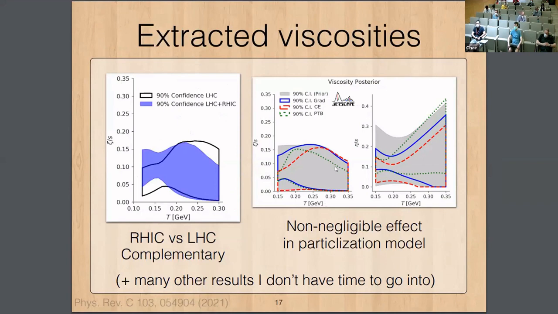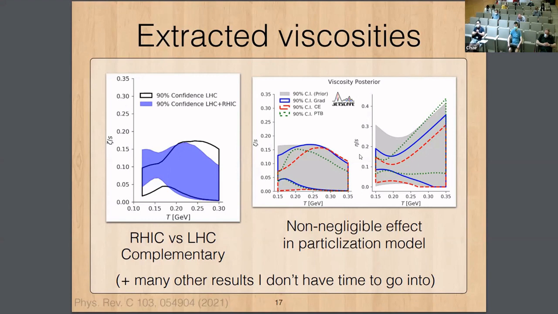Because this is a jet workshop, I will not talk too much about the soft Bayesian part, except I will highlight two things. One is, for example, on the left, the extracted viscosity using LHC data only versus LHC plus RHIC. We can see that they are visually different. This tells us that there's a complementarity between LHC and RHIC data, and we can learn something different from different data sets. I think it's a nice demonstration.